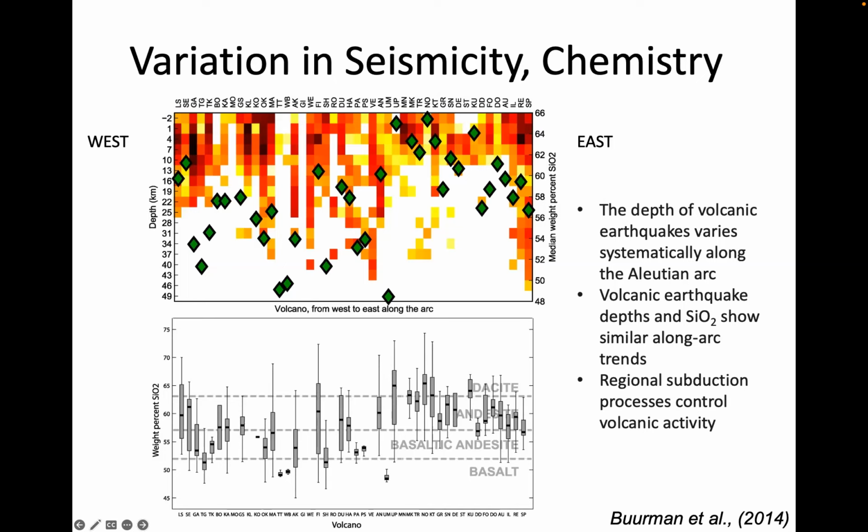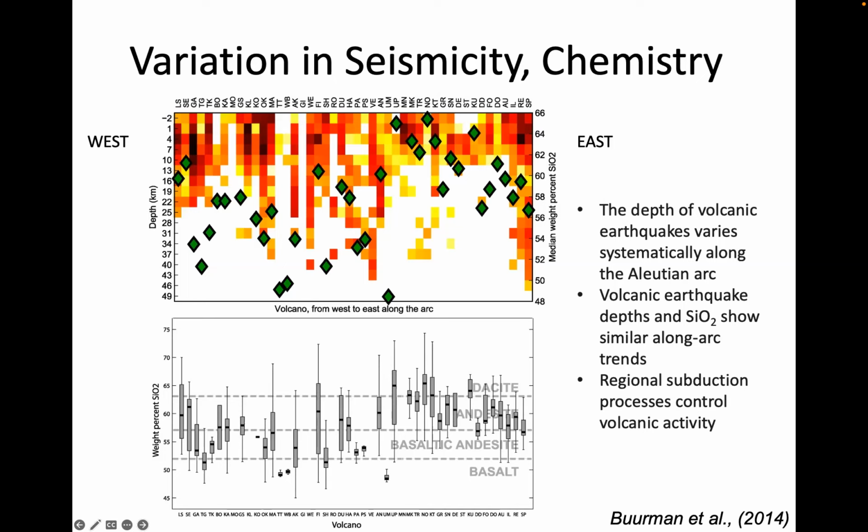The green diamonds are based on the data on the bottom. That is the median SiO2, so basically how silicic the volcanism is. And you can see that that also varies systematically along the arc, and there is some relationship to this. For example, in this segment over to the right, but not all the way, where you don't see an abundance of deeper earthquakes, you also see higher silica volcanism. So volcanic earthquake depths and silica show similar along-arc trends.